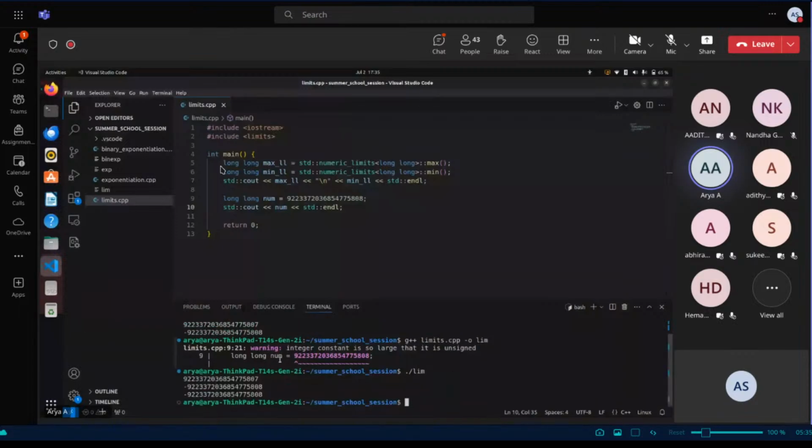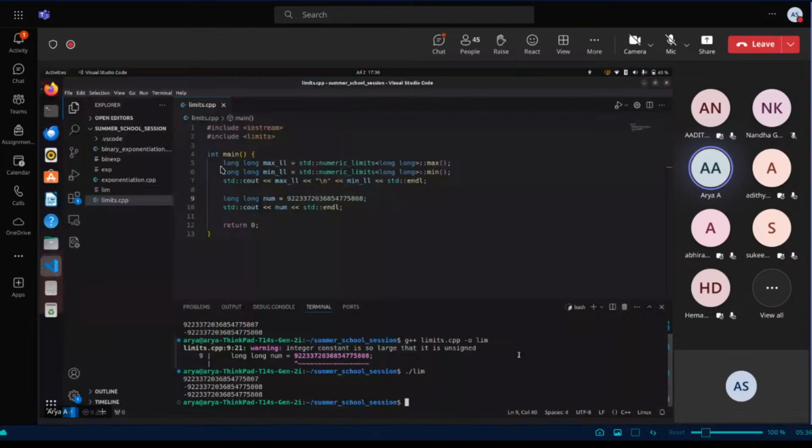You can see that the number which I have stored is one more than the maximum number. When I store one more than that, it goes back and outputs the minimum number that can be stored. So you can see that if I cross the maximum on one side, it enters the minimum on the other side.